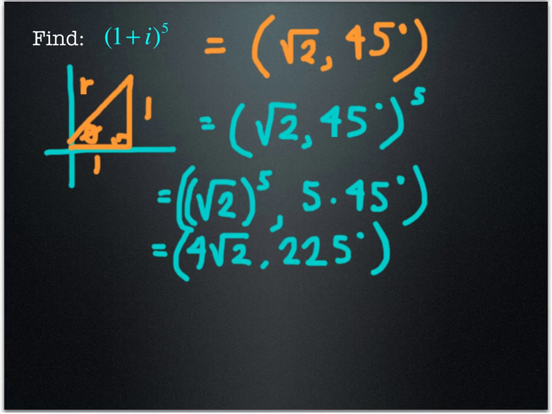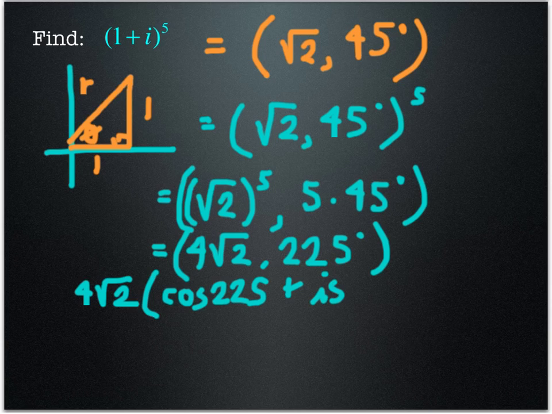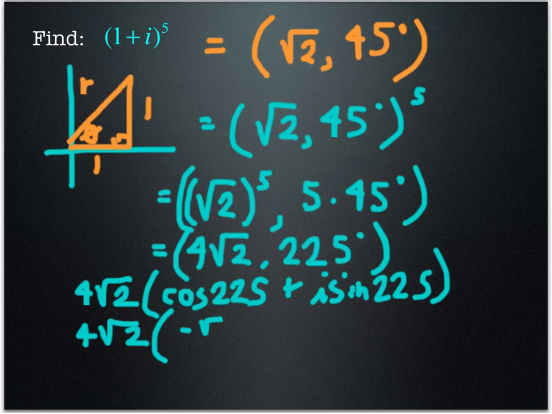Now again, if I wanted to switch this back into that a plus bi form, which is what I had started with up here, that wouldn't be too bad, because I would have 4 times the square root of 2, that's my r value, times the cosine of 225 plus i times the sine of 225. And I would just fill in the things I know. Of course, 225 is down there in the 3rd quadrant. Cosine value there would have to be negative, so negative square root of 2 over 2. Sine of 225 would also be negative. Same value, negative square root of 2 over 2 i actually.